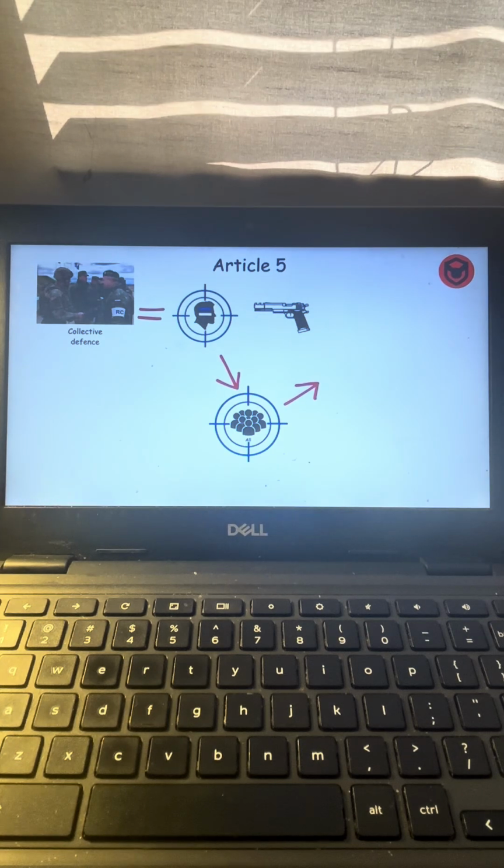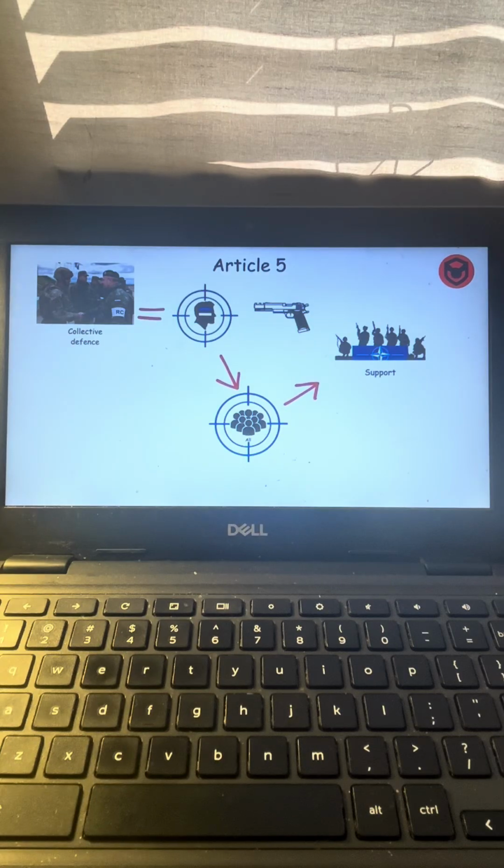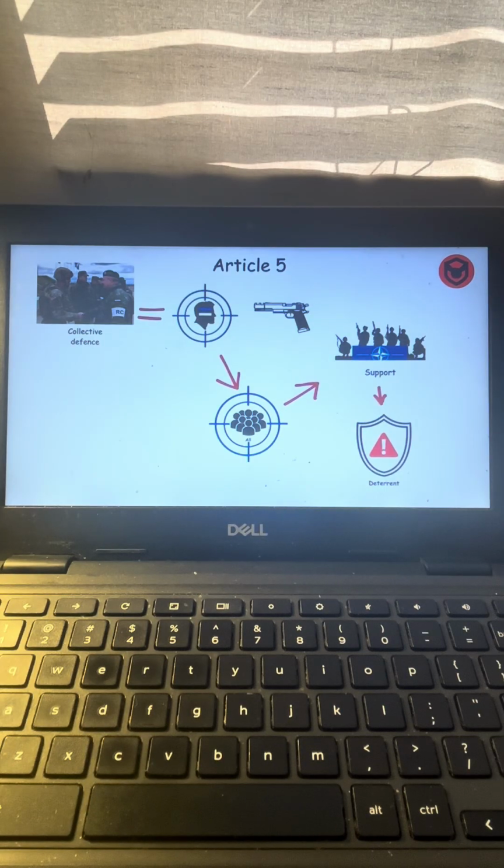If one member is attacked, it can count on the support of the entire alliance, which has served as a deterrent against potential aggression and has only been invoked once, in response to the 9/11 terrorist attacks.